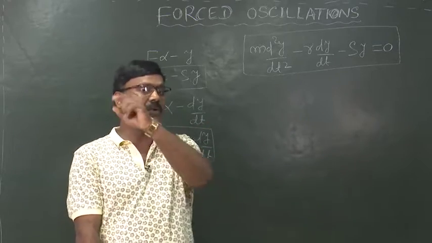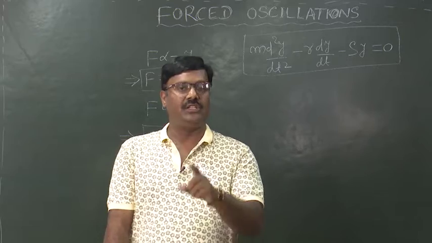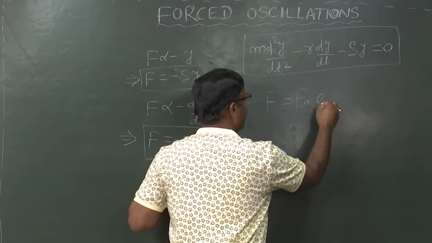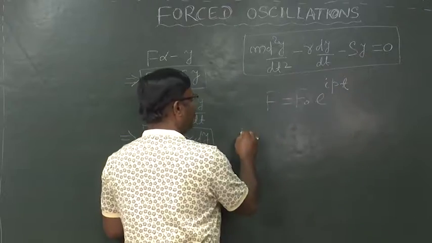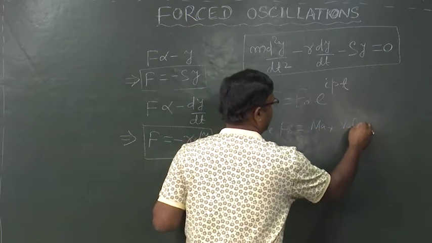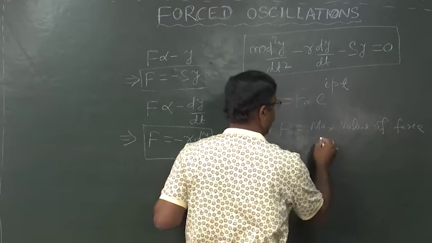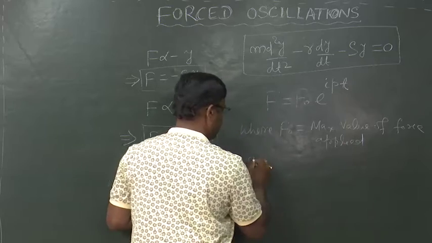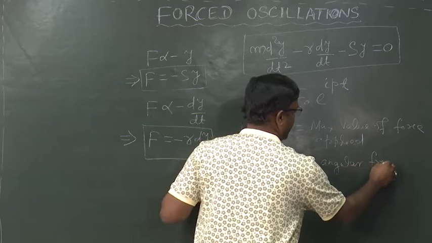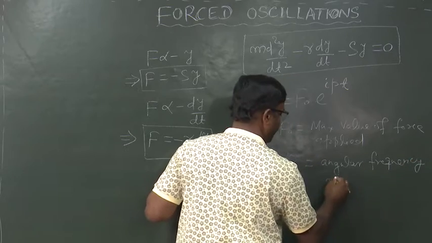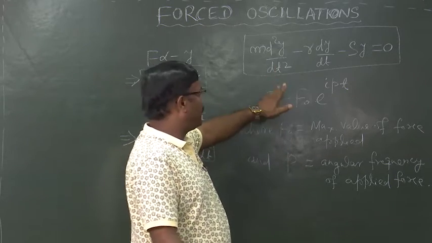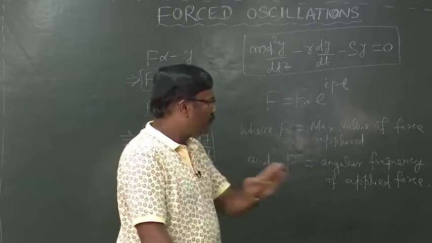So, if a strong periodic force is necessary, then let us consider the force to be in the form F is equal to F0 e to the power i pt, where F0 is equal to the maximum value of force applied and p is the angular frequency of the applied force.